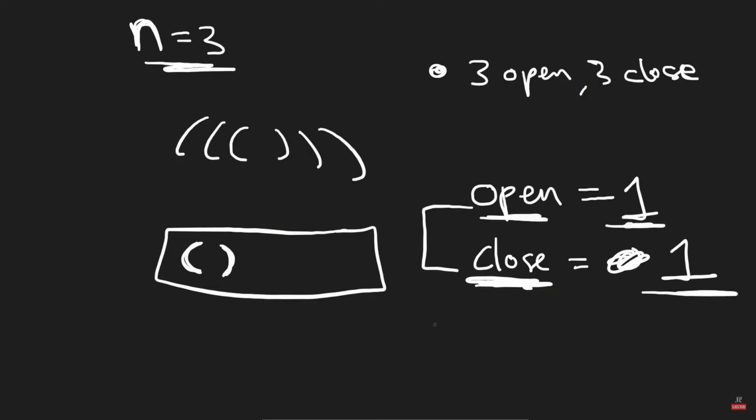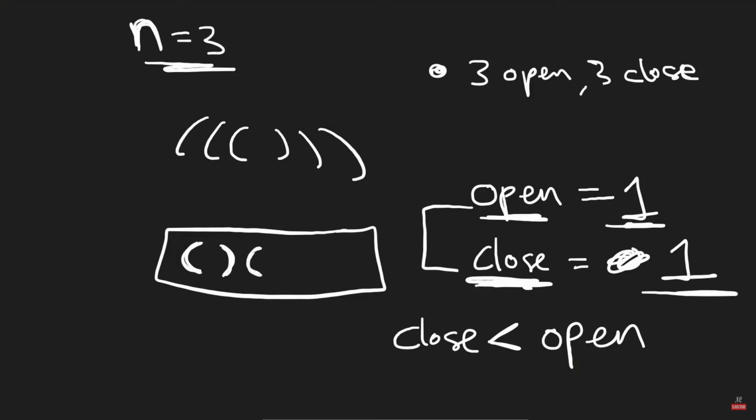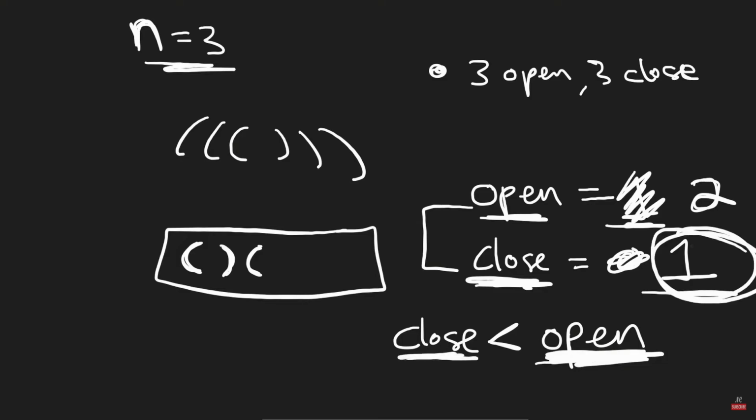Basically, what this tells us is that we can only add a closing parenthesis if the count of closing parentheses is less than the open count. Only if this is true are we allowed to add a closing parenthesis. For example, if I add another opening parenthesis, we update our open count to 2. So now we have 2 open, 1 closed from over here, so now I'm allowed to add a closing parenthesis.